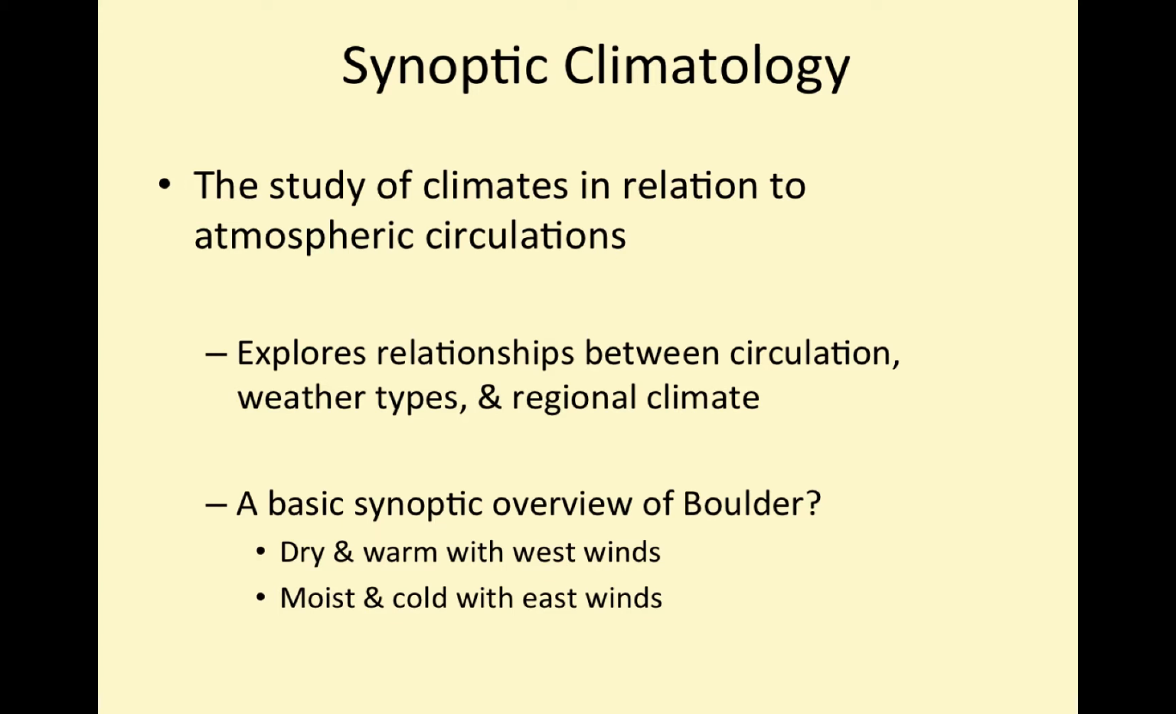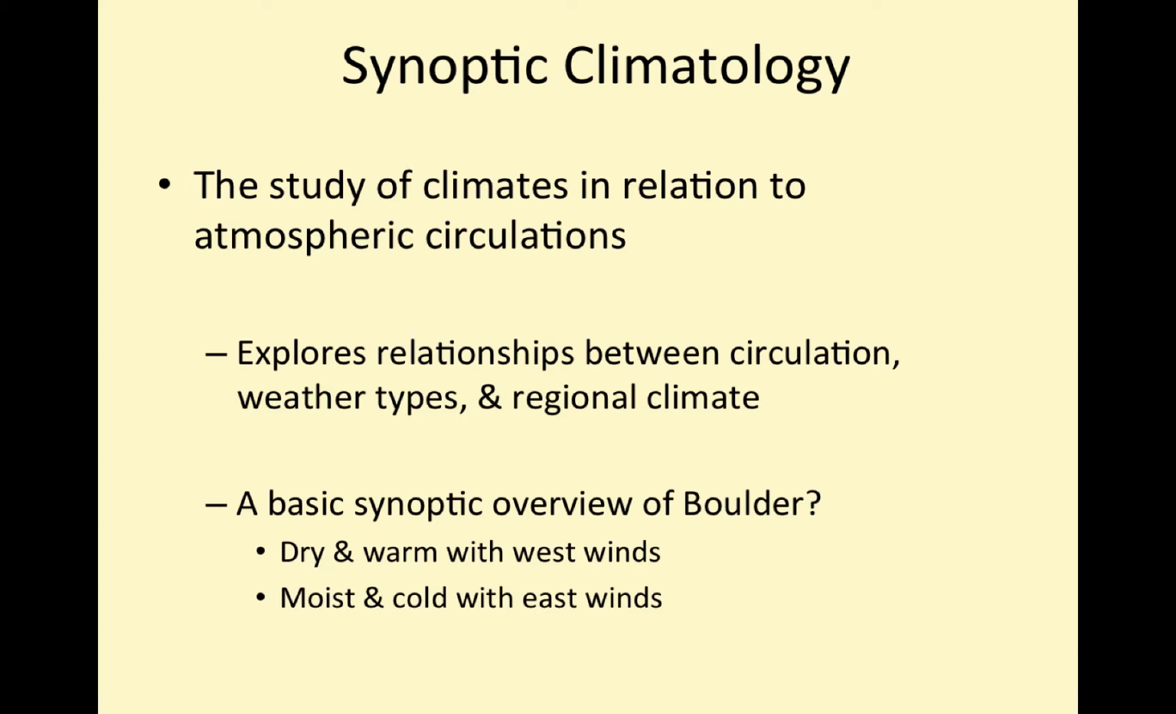It explores the relationships between the circulation, the preferential weather types you might get as a result, and the overall regional climate and the characteristics of that climate, including the extremes. A basic synoptic overview of Boulder, for instance: typically dry and warm whenever we have west winds, because they're forced to come down the mountain, compressive and warm, lowering the relative humidity, giving us dry conditions. This is especially noticeable in the winter. Anytime it's warm in the winter, you'll typically have a strong west wind driving that compressional warming.